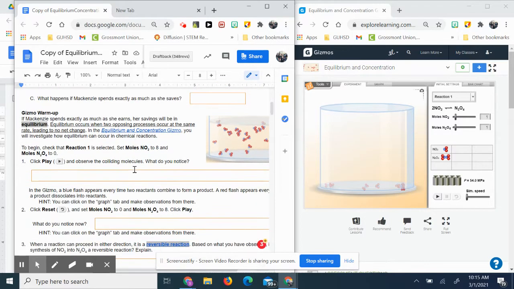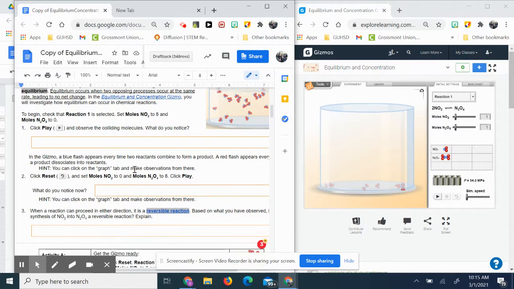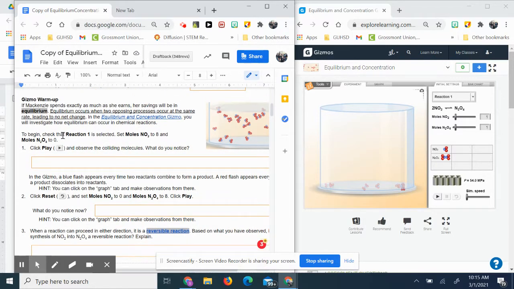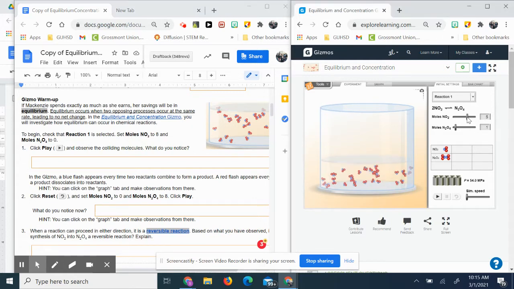The next thing that you're going to do is the Gizmo warm-up. And for the Gizmo warm-up, it says reaction one. So I have reaction one chosen here. And then it says to set moles of NO2 to 8, so I'm going to move that to 8 by moving this slider right here. And then it says N2O4 to 0, so I'm going to move that here.